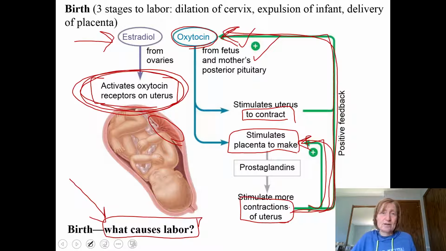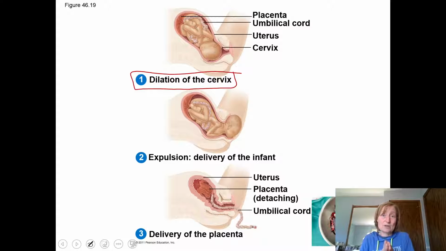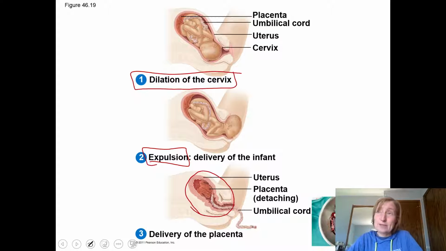The 3 stages of active labor include, first, the dilation of the cervix. That cervix, that neck of the uterus, has to open up. Then, after that opens up, there's the expulsion or delivery of the baby, the infant. And finally, about 20-30 minutes after the baby is delivered, the placenta detaches from the uterus and is removed, or is delivered as well. There's a nice picture of a placenta.